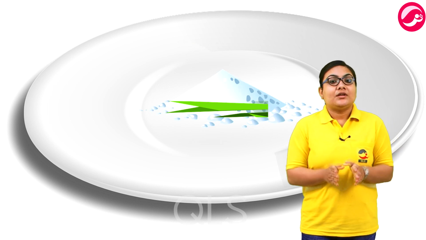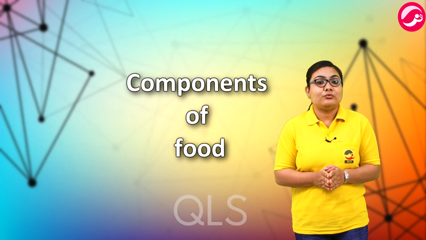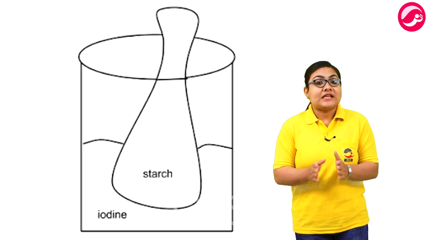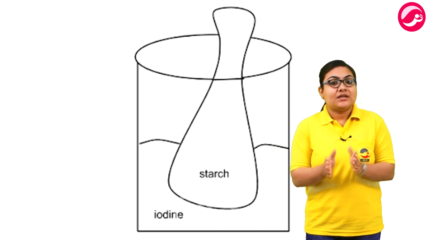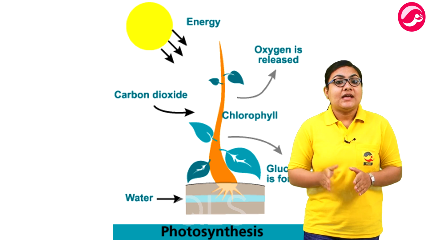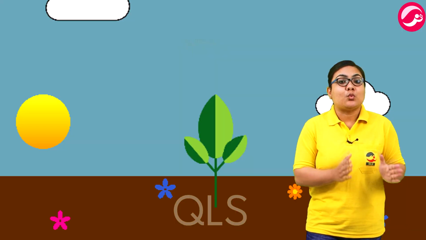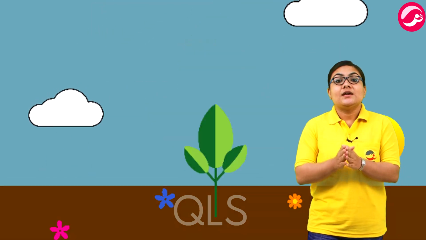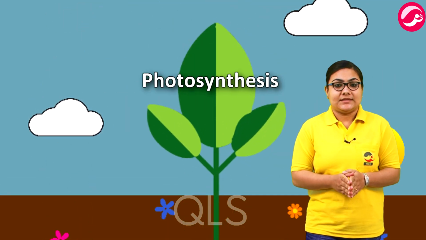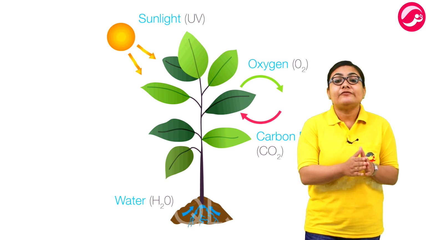What do you observe? Now, do you remember that we tested different nutrients in the lesson components of food? In that, we tested for starch with the help of iodine solution. In this case, leaves are the food factories of the plant where leaves prepare their food in the presence of sunlight and the green colored substance present in them. For this, they use water and carbon dioxide from air. This process is called photosynthesis. Oxygen is given out in this process and the food prepared by leaves ultimately gets stored in different parts of the plant.